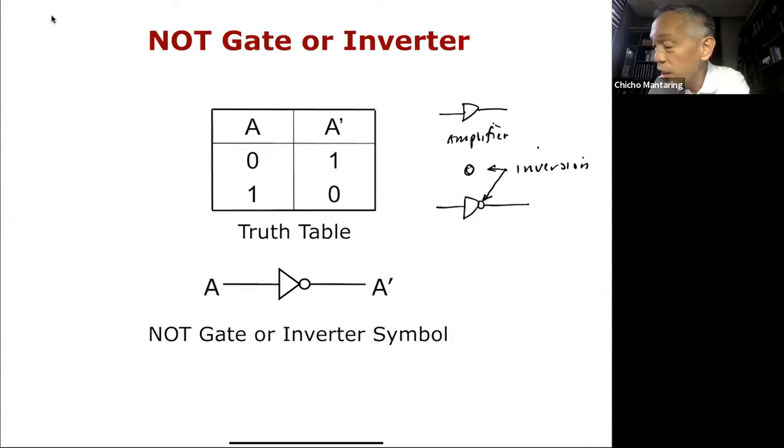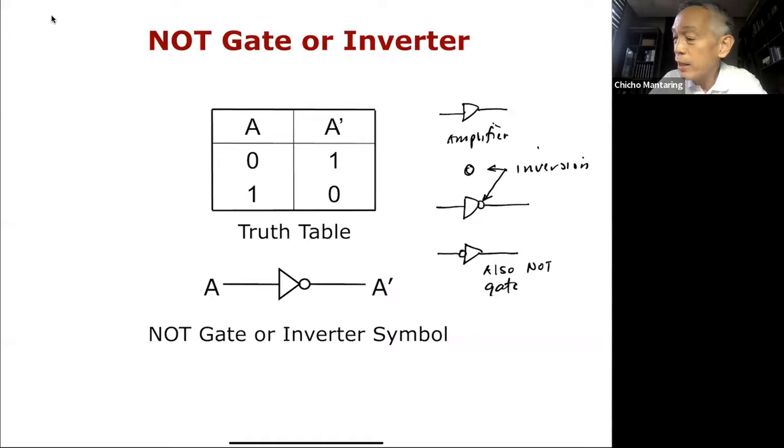In other words, if I have something like this, this is also a NOT gate. So your output is inverted and then goes through an amplifier.